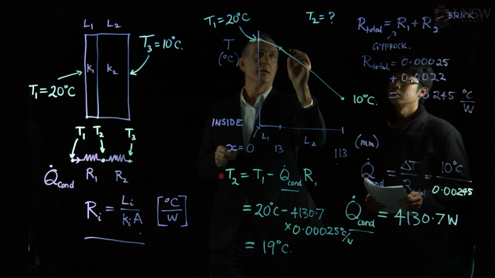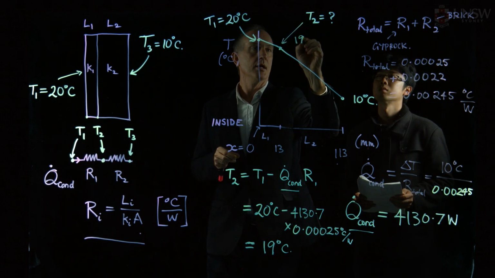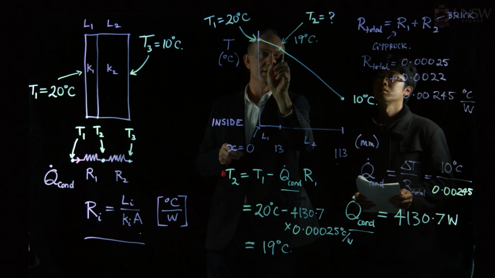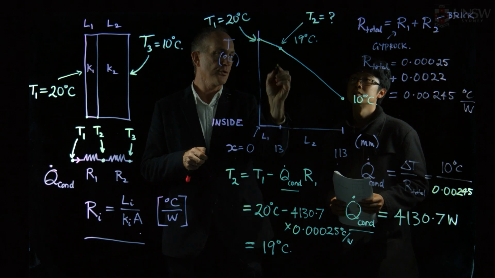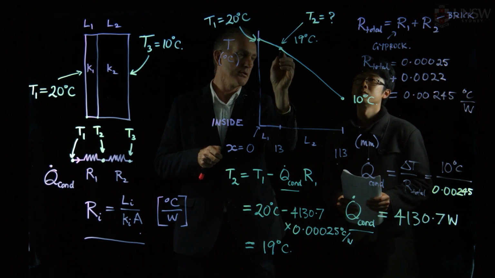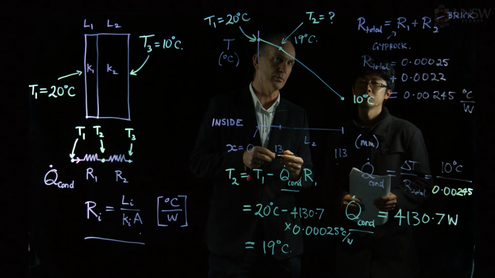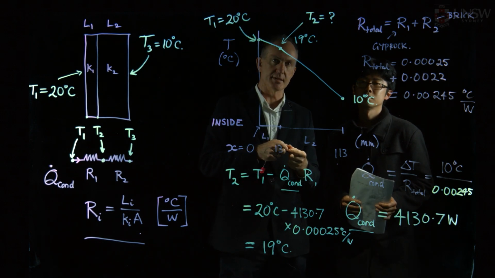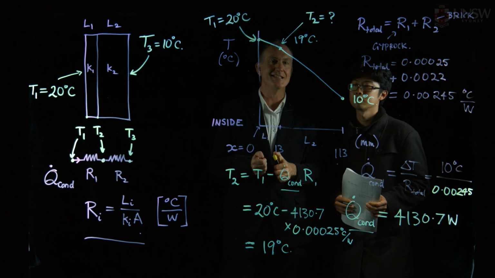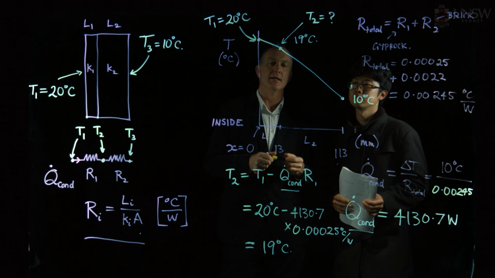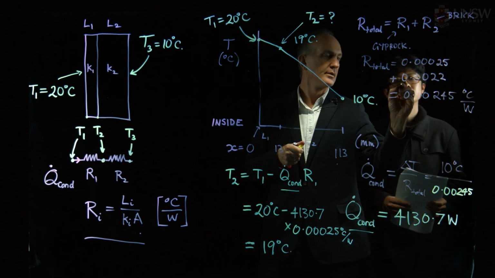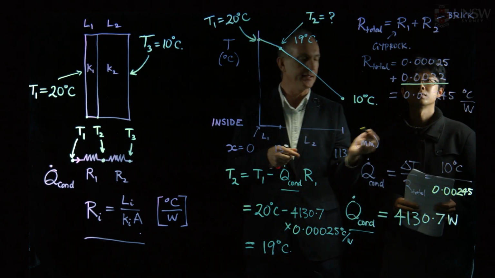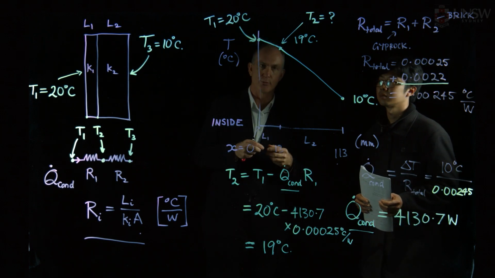So T2 is now 19 degrees Celsius: the inside wall at 20, the interface between the gyprock and the brick at 19 degrees C, and across the brick to the outside we go from 19 degrees C down to 10 degrees C. So what we can see here is that the brick now has the highest thermal resistance, so it has the highest temperature drop across it. Here's the brick's value. It's highest because it's the thickest layer. The thicker the layer, the higher the thermal resistance.